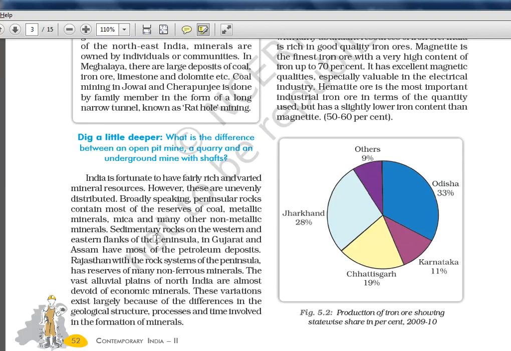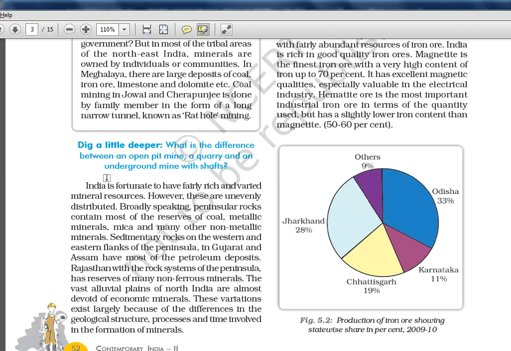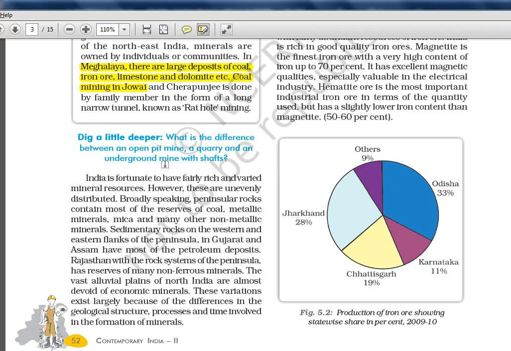Okay, now Meghalaya, there are large deposits of coal, iron ore, limestone, dolomite. So the northeast also is very important with respect to minerals. There is a long narrow tunnel known as Rathole Mining in Cherrapunji. Just keywords, in case UPSC wants to trouble you, they will pick up even these kinds of things.